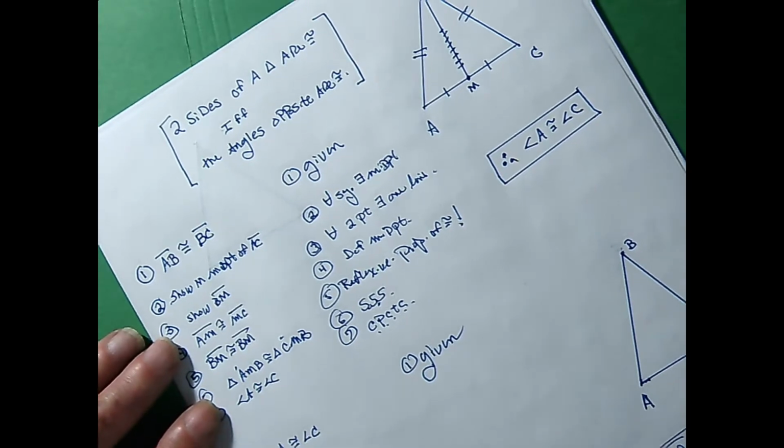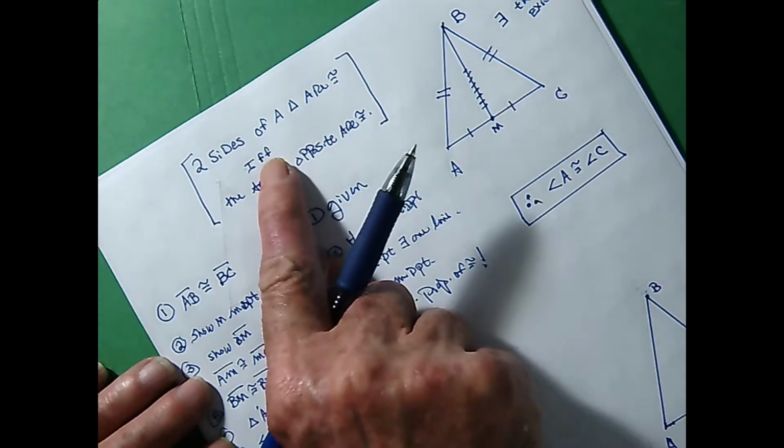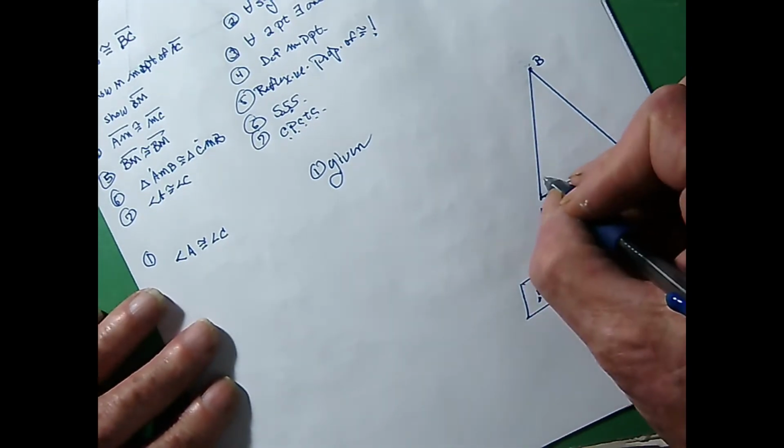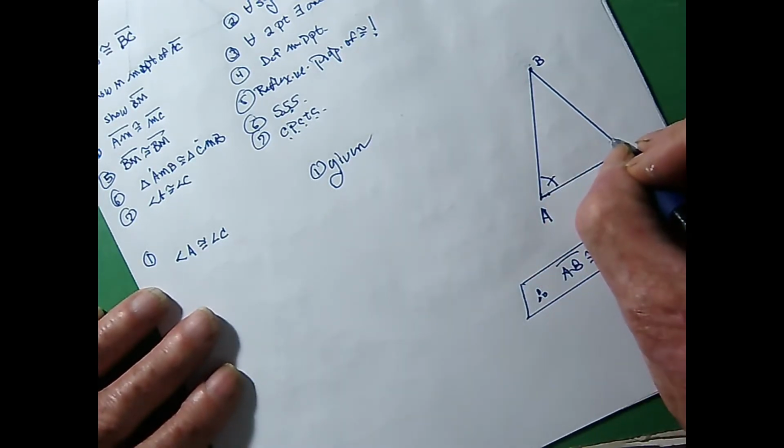We're going to look at the other half of that proof right now, since it was a biconditional. This time, I'm given that these angles are congruent. The base angles are congruent.